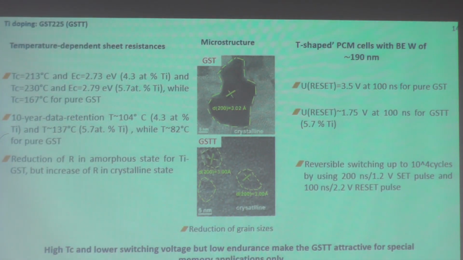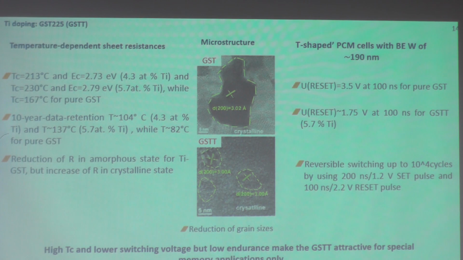Now titanium doping to GST 225. Here again there is an increase in the crystallization temperature up to 230 degrees C, an increase of data retention, and also a reduction of resistance in the amorphous state for titanium doped GST, but they also found an increase of resistance in the crystalline state.